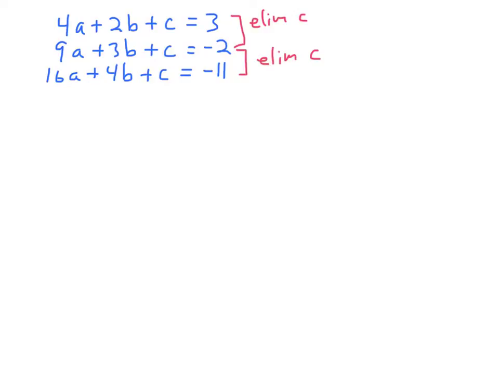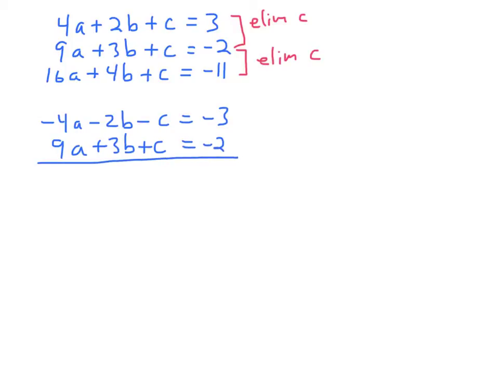So I'm first going to do this top one. So I'll do the top two equations, the first and the second equation. And I'll multiply one of them by -1. I'll multiply the first equation by -1. So -4a minus 2b minus c equals -3. And combine that with the second equation. And when I add those together, the c's are going to cancel because one's negative and one's positive. And I'll have 5a plus b equals -5.